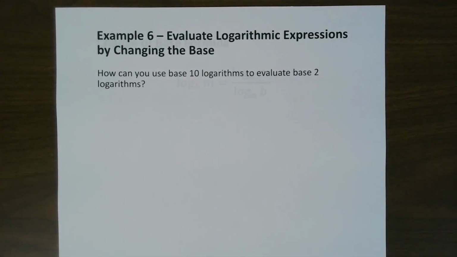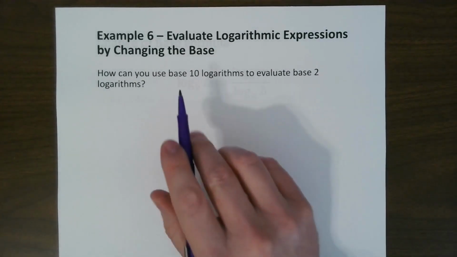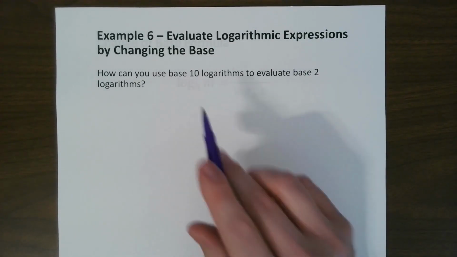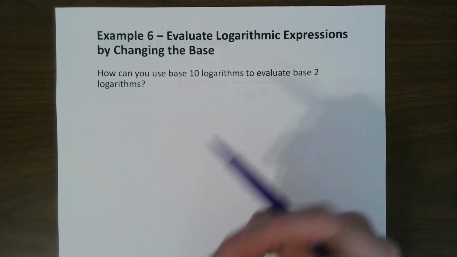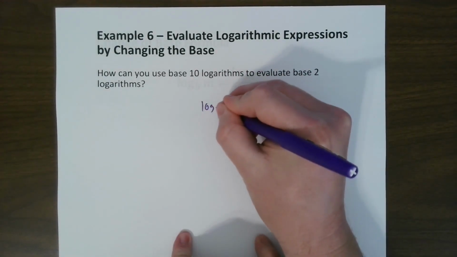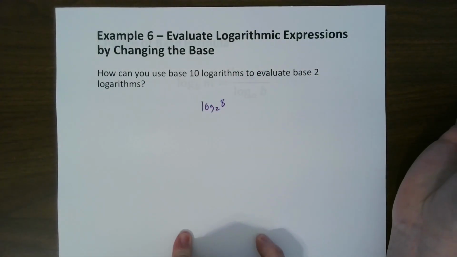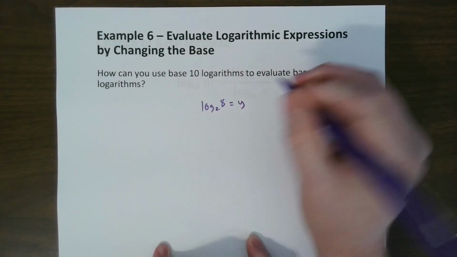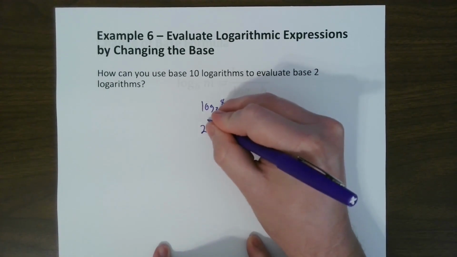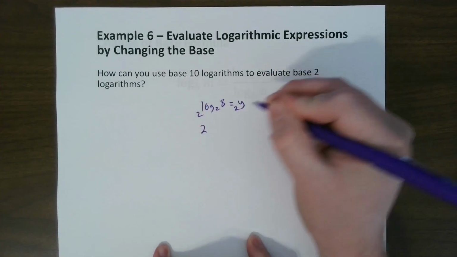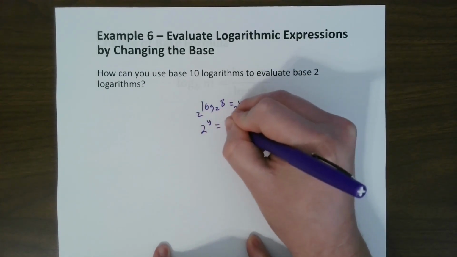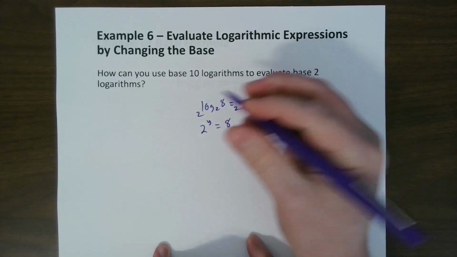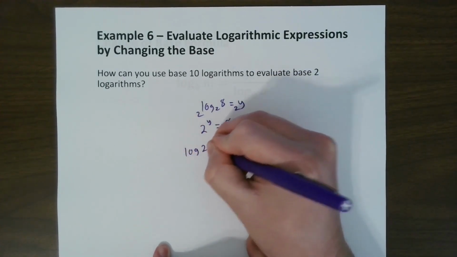All right, one more property we have is called the change of base. So how can we use base 10 logarithms to evaluate base 2? Well, if we think about this, let's say log base 2 of 8, which we know is 3. So let's set that equal to some variable. We'll call it y. If we solve this, we base 2 both sides. So we get 2 to the y equals 8. And from here, we can just take the regular log of both sides.